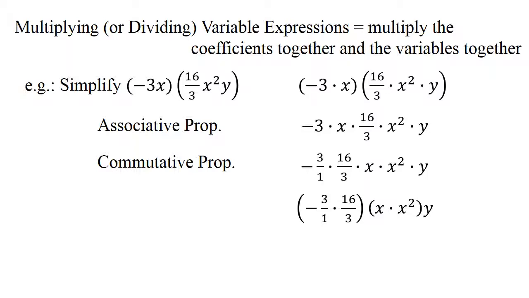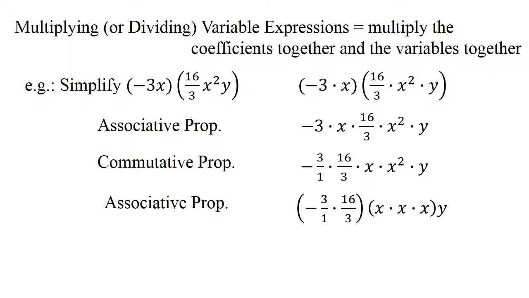And now what I'm going to do is multiply that -3/1 times the 16/3, and multiply the x times the x squared. And then whatever those answers are, I'm going to multiply by the y. Again, why? Because I can use the associative property, so I can group these up however I want. In this case, I'm grouping the constants together, the x parts together, and there's only one y, so I'm just going to leave the y there. And again, remember, x squared is the same as x times x.